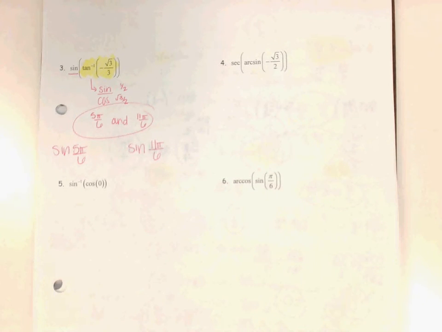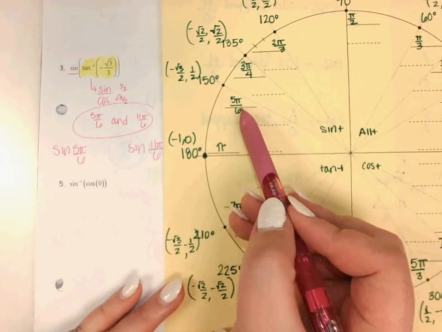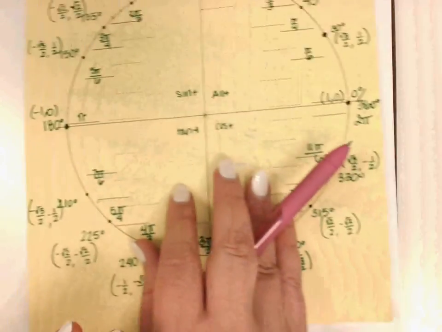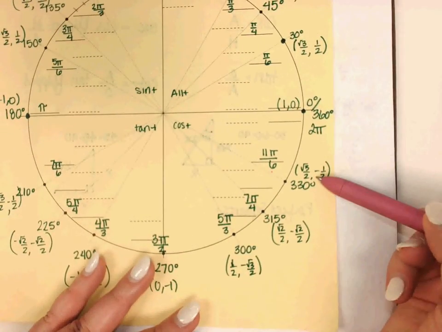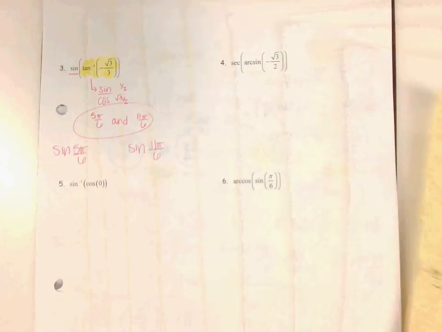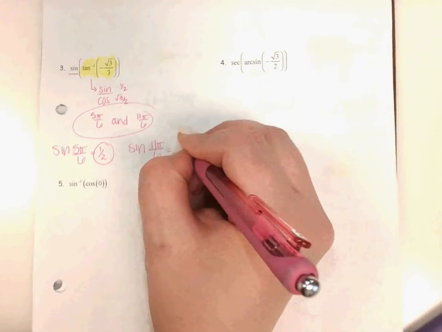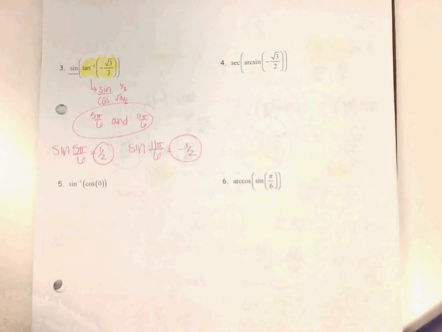Okay. So 5 pi 6, we already found it was over here. What's the sine of 5 pi 6? 1/2. What about 11 pi 6 over here? Negative 1/2. Good job. So this one's 1/2. This one's negative 1/2. Okay, one more.